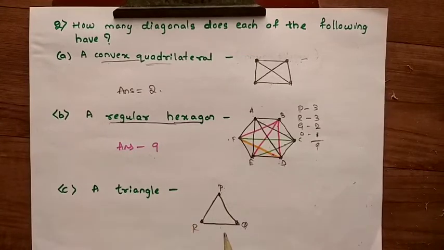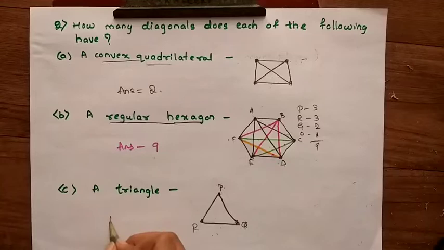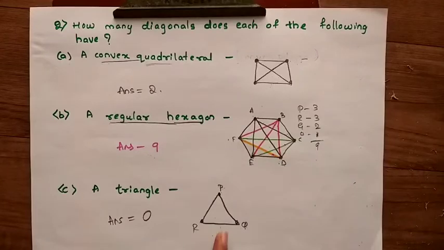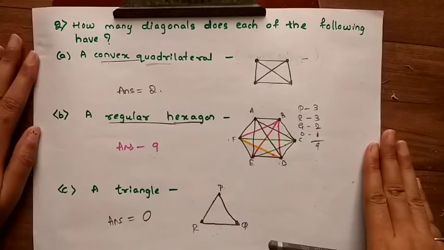So this means in a triangle there are no diagonals, meaning zero diagonals. The answer is 0, because we cannot draw a diagonal in a triangle. So this is the solution of the second one.